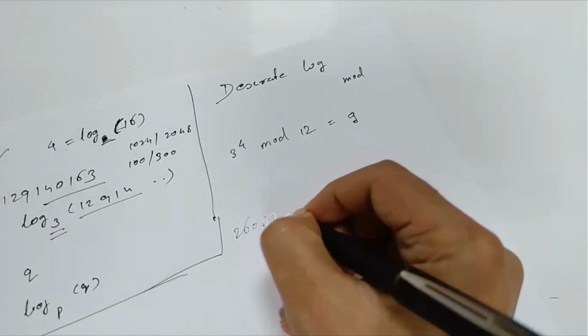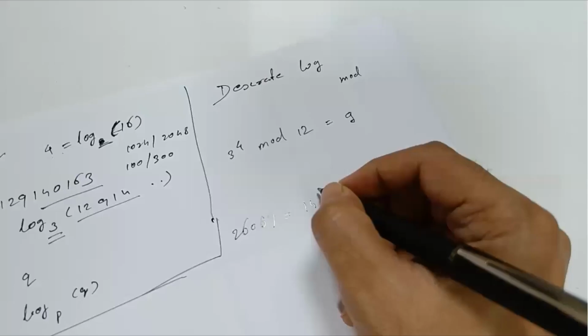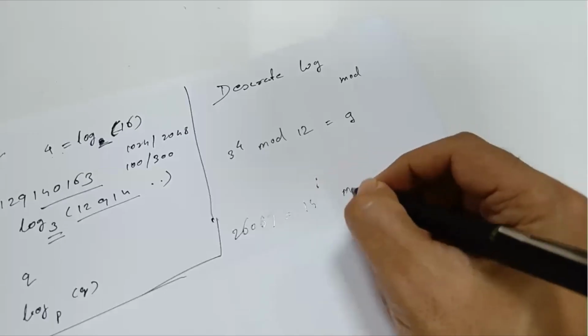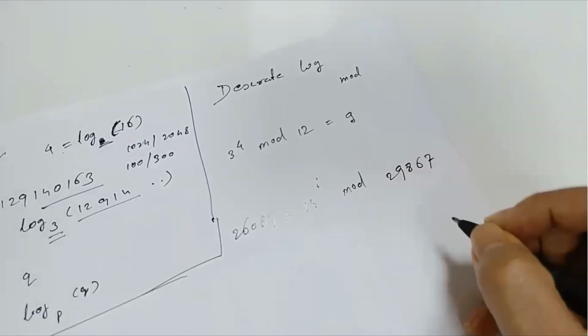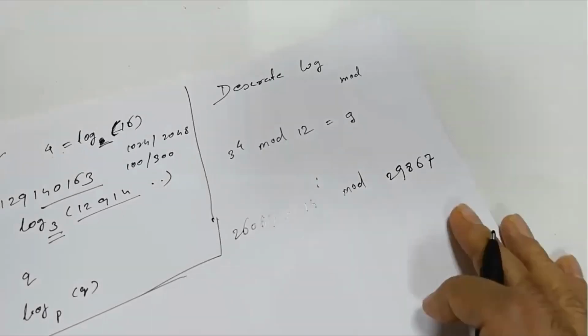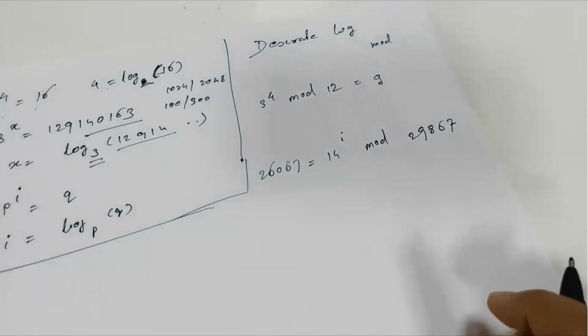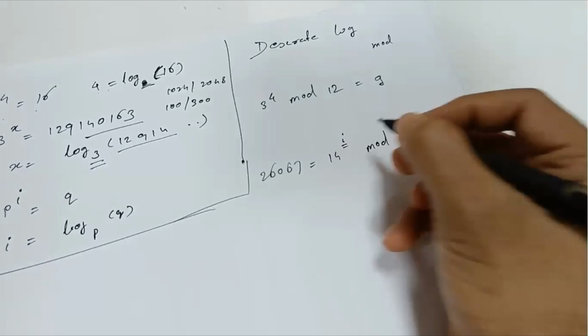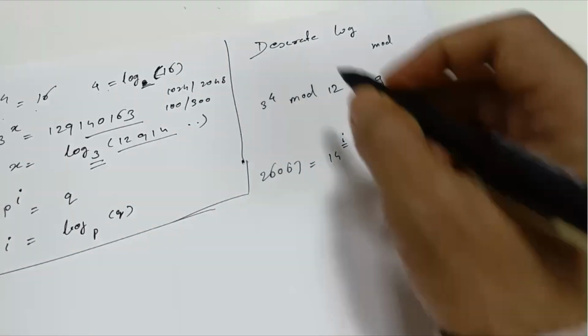If I ask you another example, 26067 raised to i mod 29867, sorry if it is not visible, and if I ask you what is the value of i, obviously that will not be easy, right? So we have to take the help of discrete log.